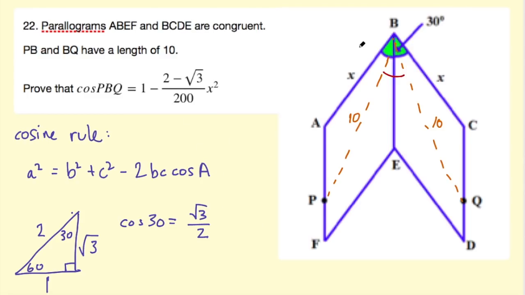So what you needed to see here was that there's two triangles in this diagram, and they're related by a common side. Because we know these two parallelograms are congruent, we know that these sides must be parallel, and therefore we know these lengths are equal, PB and BQ.